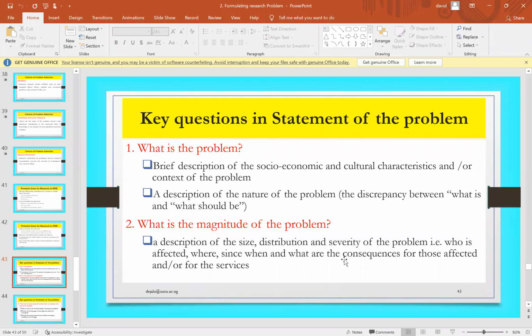After that, we tell the world the description of the size, distribution, and severity of the problem. This problem is widespread throughout the community, and the magnitude is 20%, and it is severe among children. So who is affected? You can say the children are affected mostly. Even the health workers are affected. There is now increased workload. And then you add the consequences of this problem.